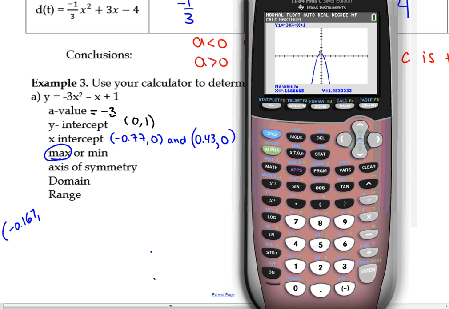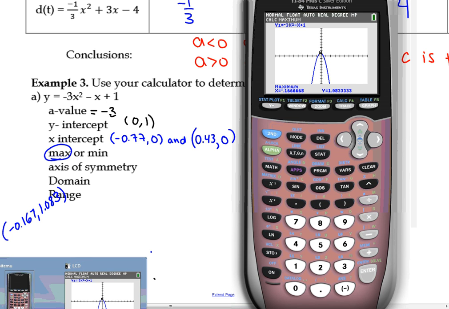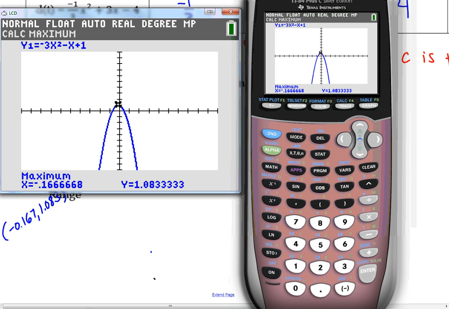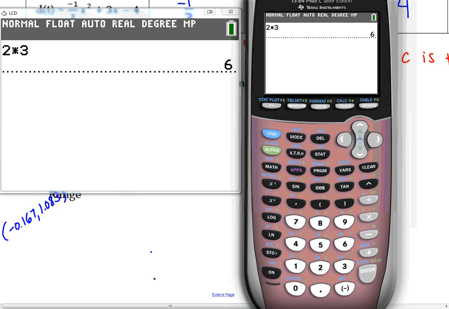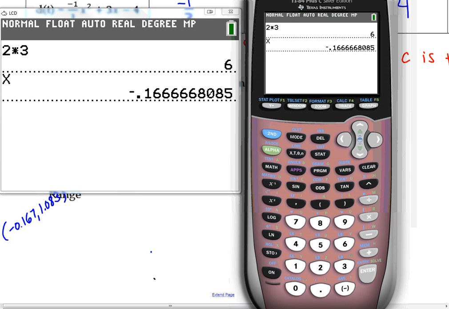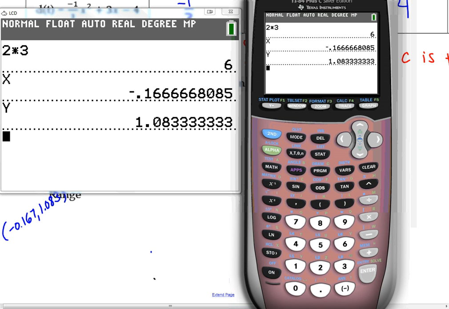0.167 and 1.083, right? Now on your calculator, automatically when you find a 0, an x-intercept, an intersection, anything, it stores your x and y values as these numerical values. So what I mean by that, if you quit out of here and just type x, enter, is that the same x value we had? Yeah. Or if you type alpha 1, which is the y value, enter. There it is. It automatically stores it.